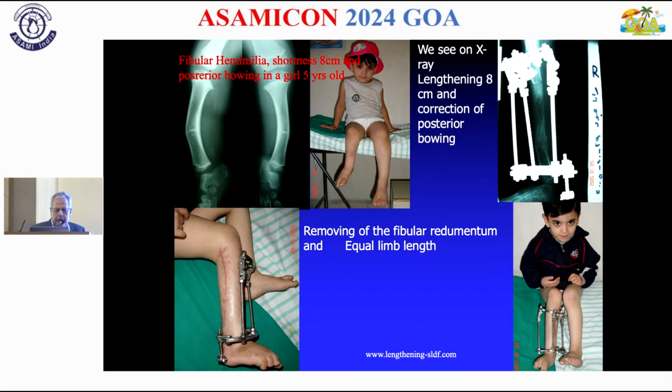It's another case of shortening of the right leg, fibular hemimelia, with use of our devices and with simultaneous correction of the ankle joint. We removed this fibular residuum and had full weight bearing immediately. And at the end we had equal limb length.